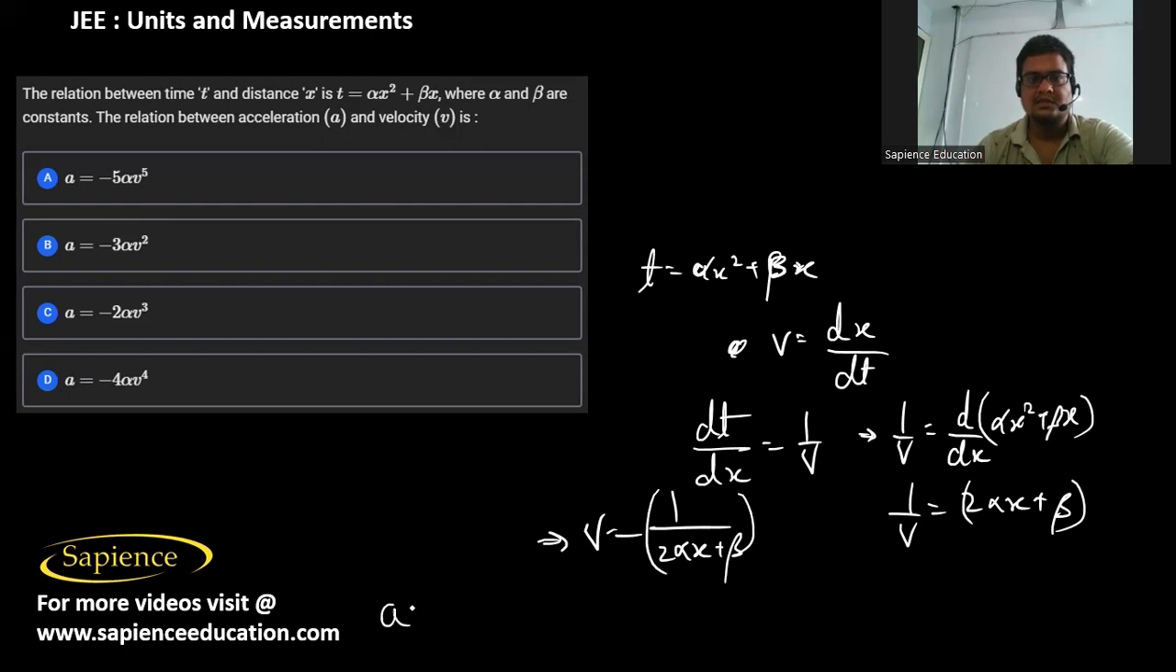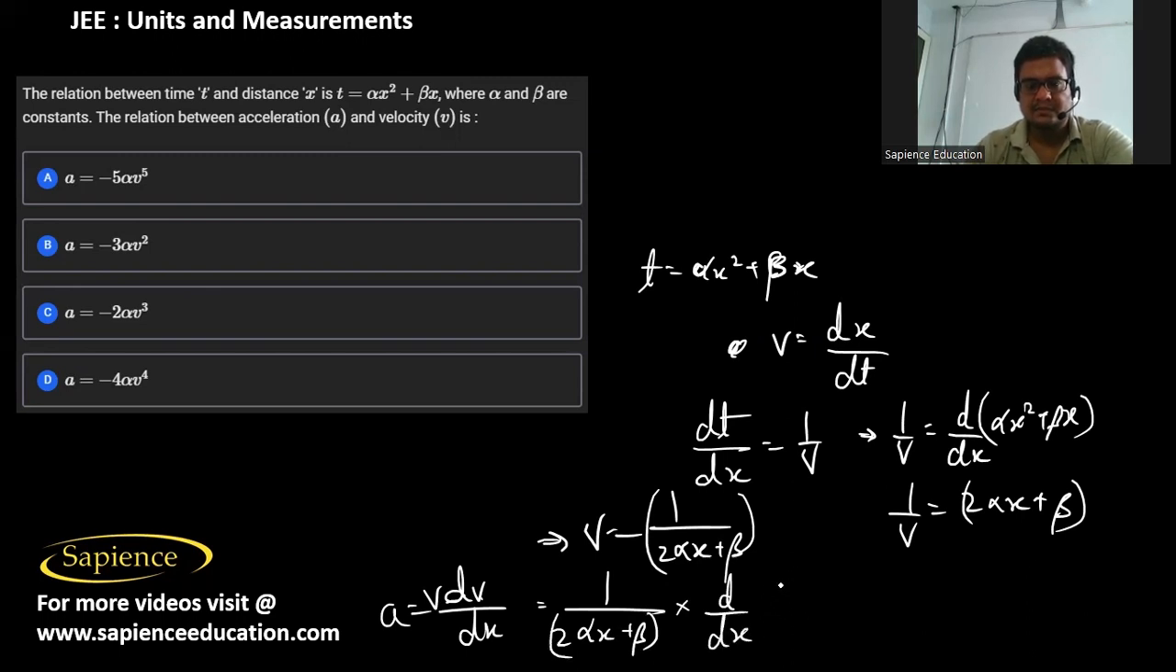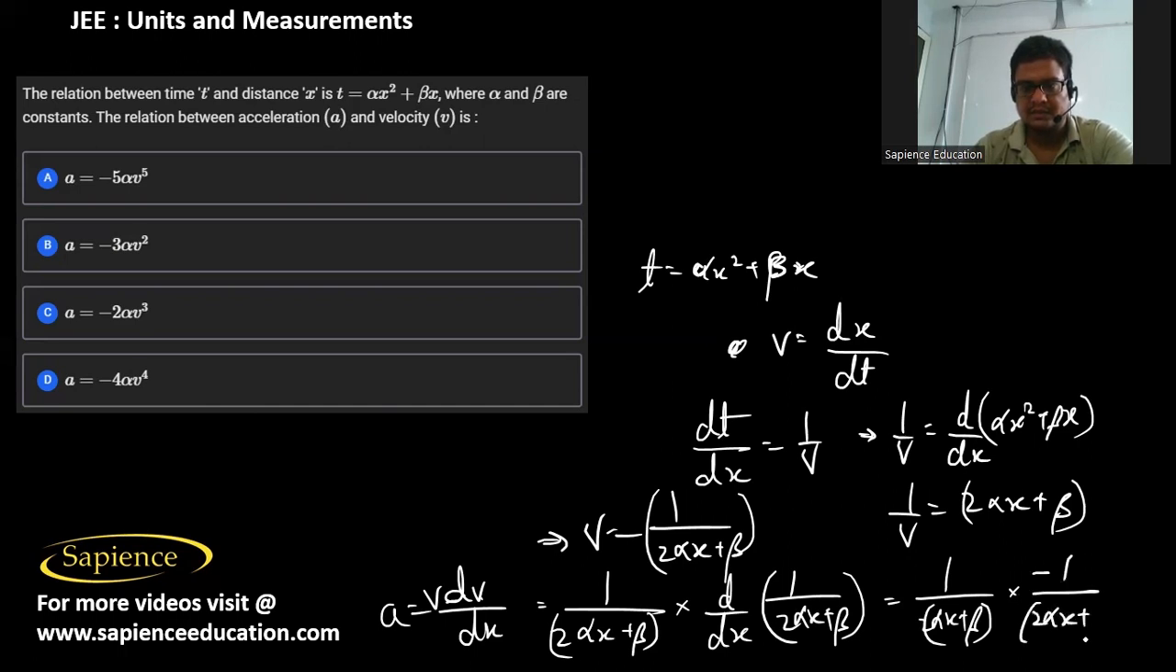Now acceleration is given as v dv by dx. So we can say that will be 1 by (2 alpha x plus beta) into dv by dx. That is d by dx of v, which is 1 by (2 alpha x plus beta). So that will be 1 by (2 alpha x plus beta) into minus 1 by (2 alpha x plus beta) whole square into 2 alpha.